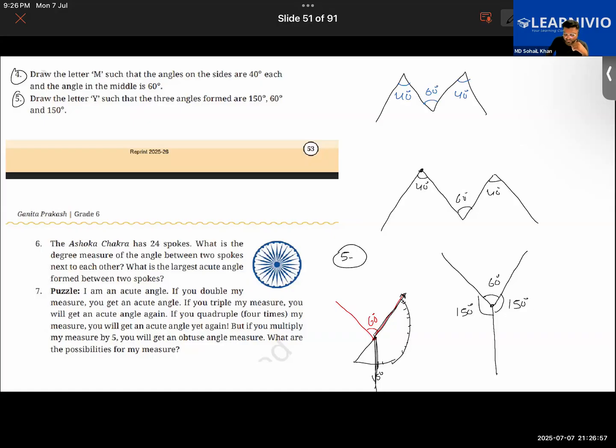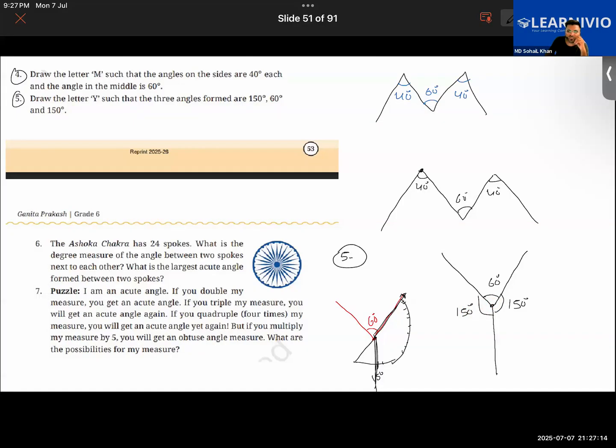And interestingly, what is the sum of all the angles here? 60 plus 150 plus 150. How much is it? Guys, isn't it 360 degree? Yes, that's the total angle around a point.